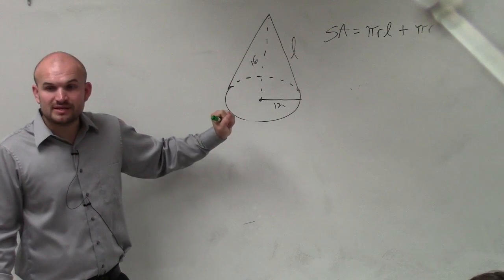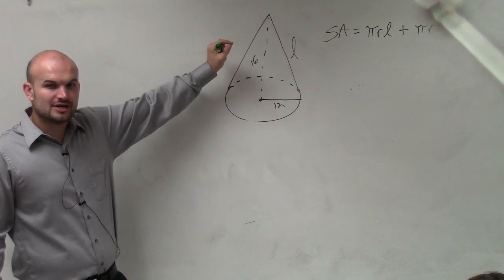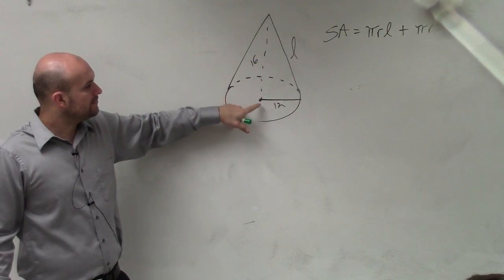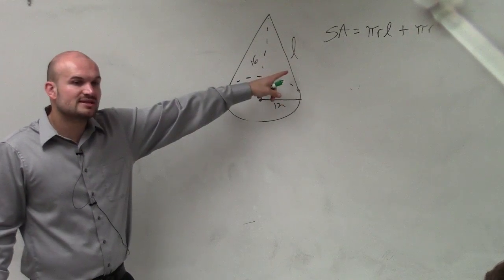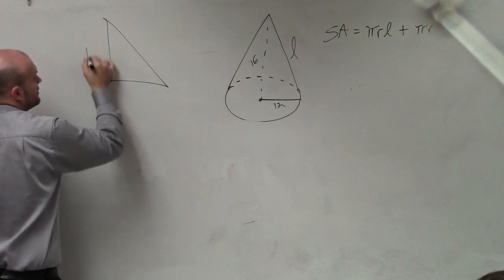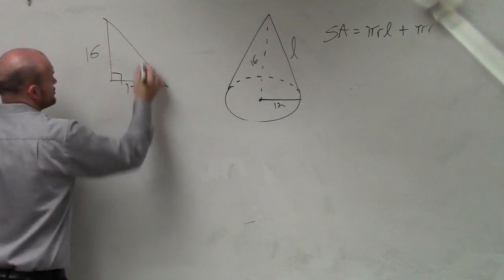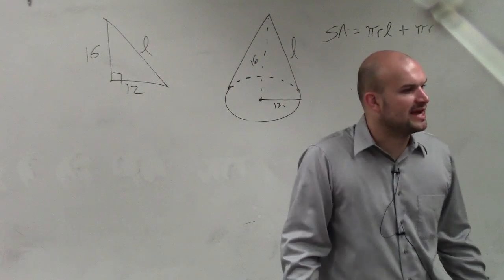We have a problem because we have the height of the cone, which is from here to here. From here to here is 16. The radius is 12. We don't know what the slant height is. However, we do see that this is a right triangle.